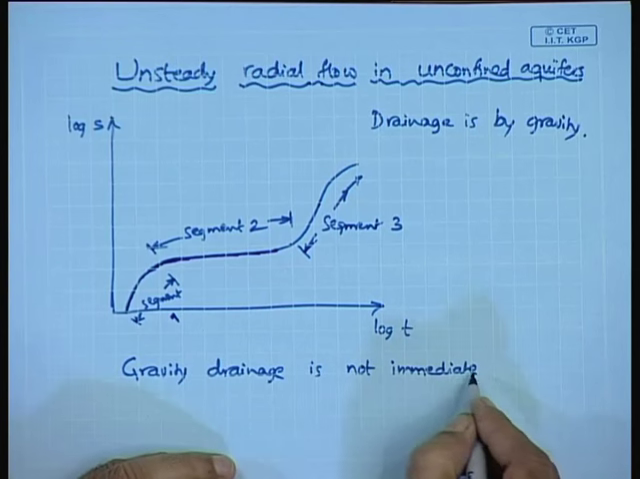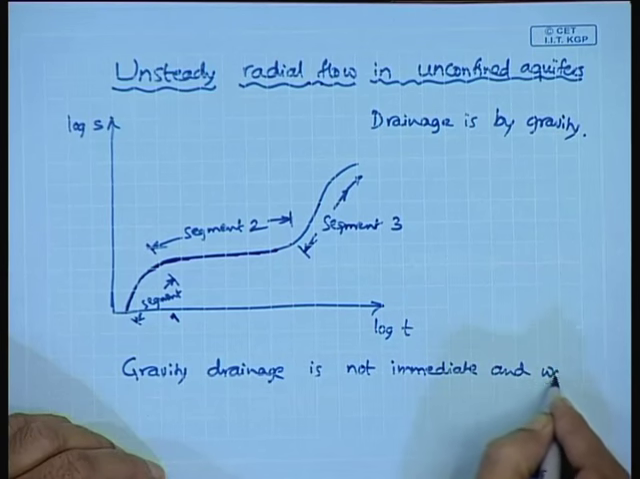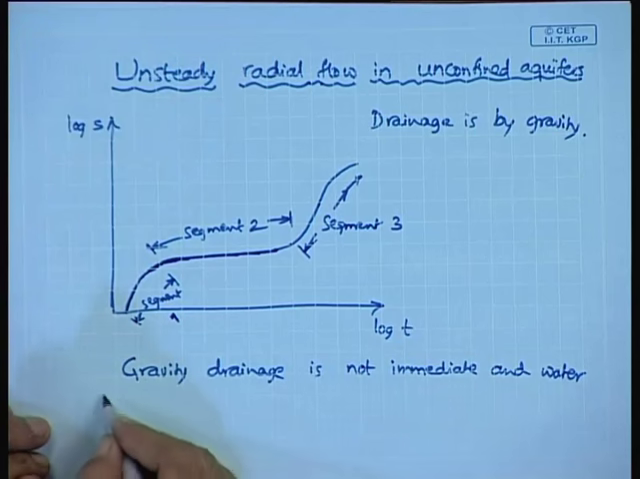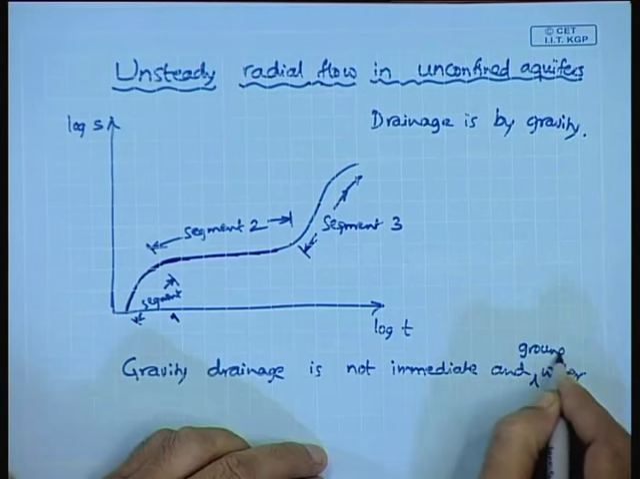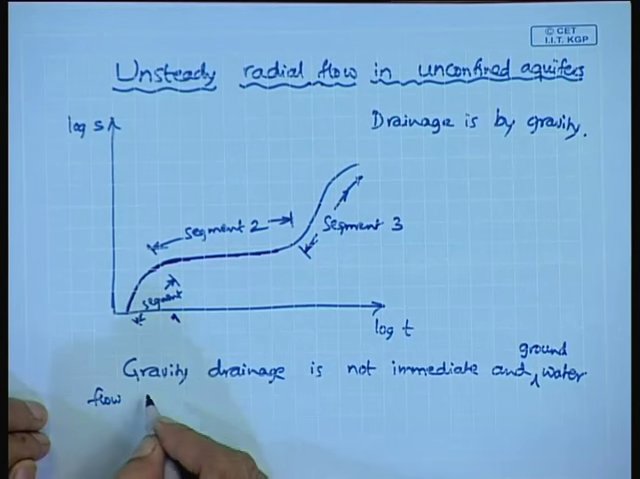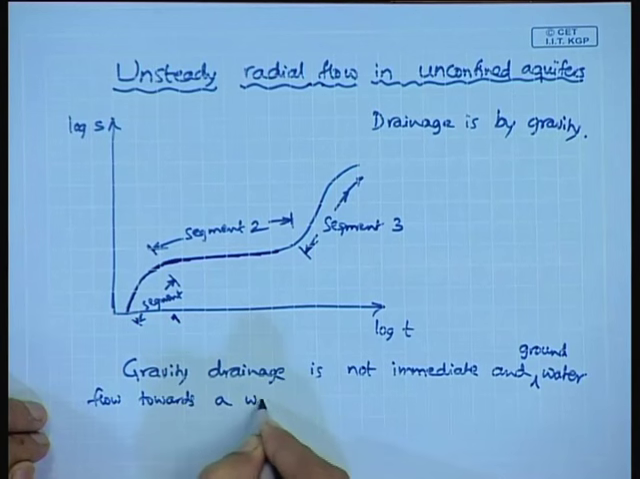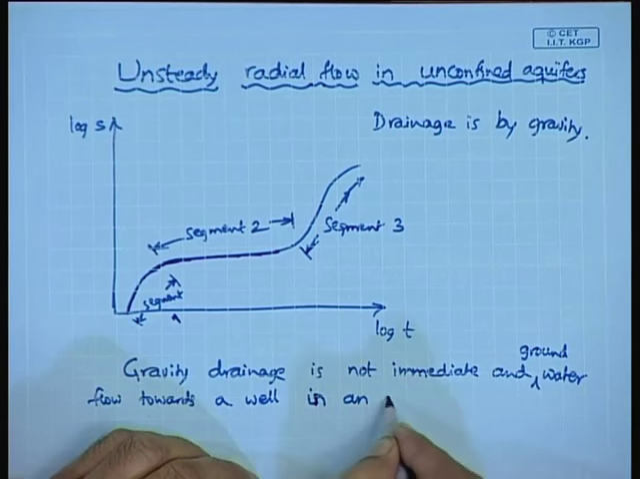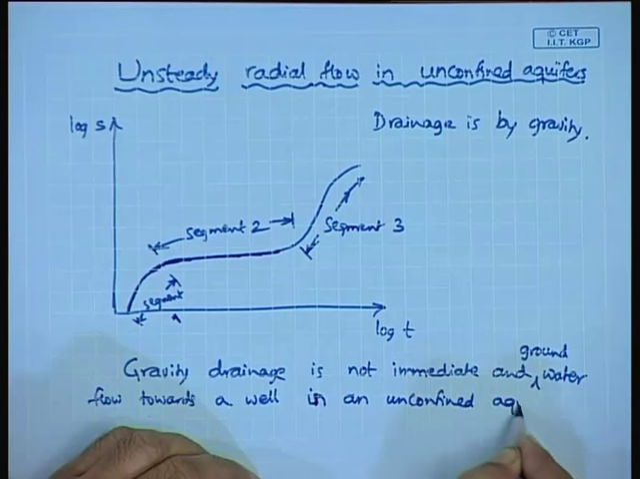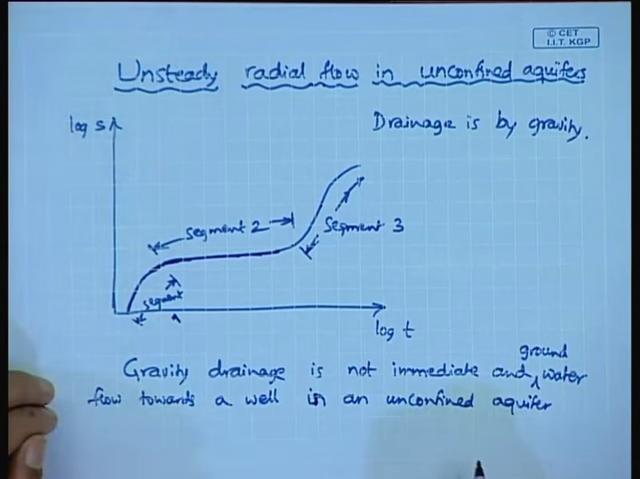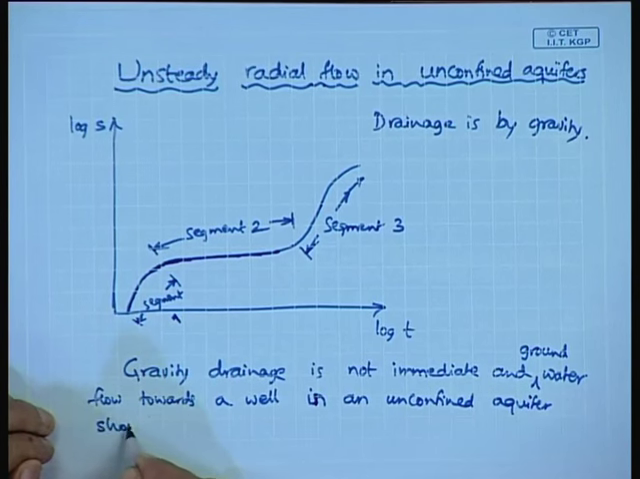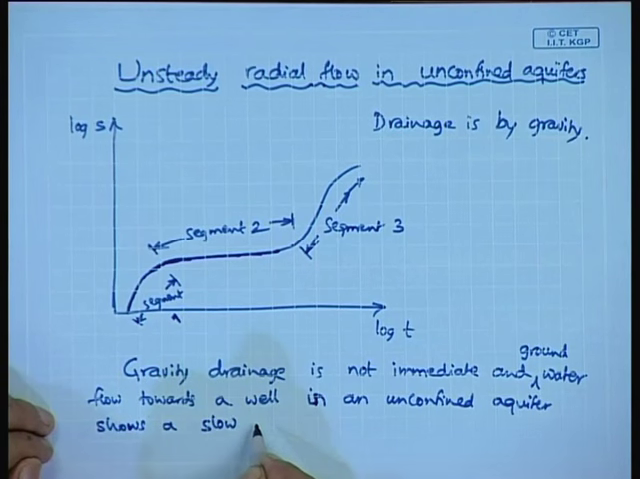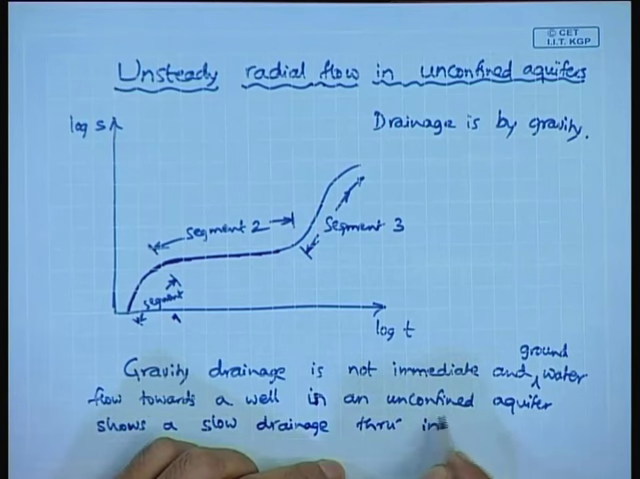So, basically, groundwater flow towards a well in an unconfined aquifer shows a slow drainage through the interstices or the pores.